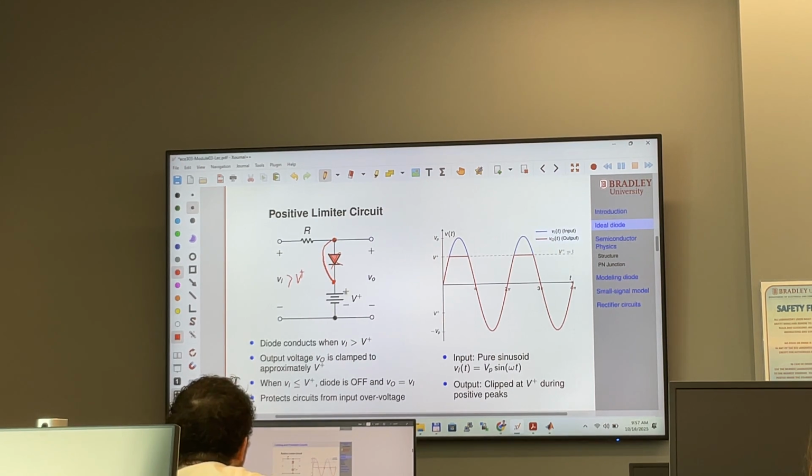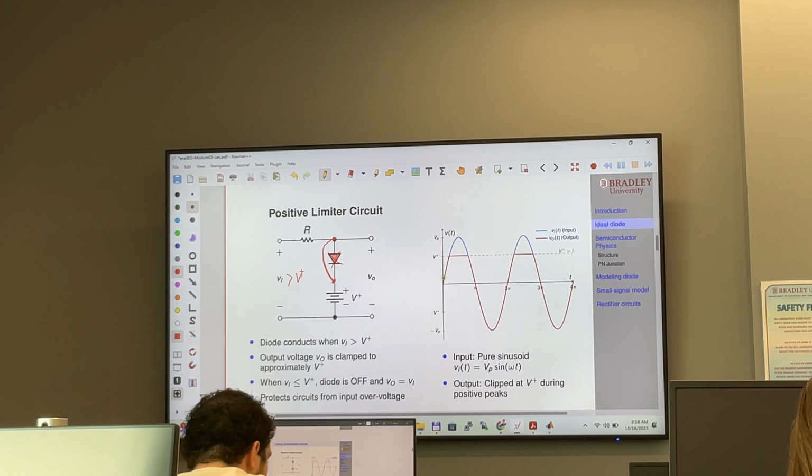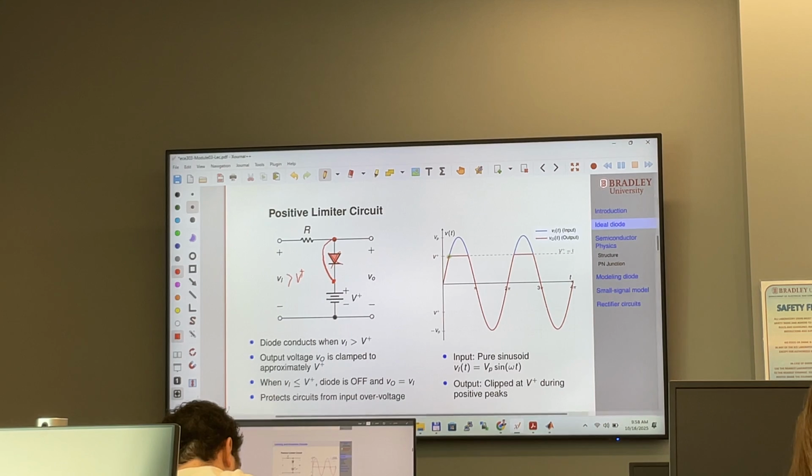Now you can think of this as a voltage source. What is the voltage between these two terminals? If you take a voltmeter, what voltage will you get? This voltage is going to be simply V plus.